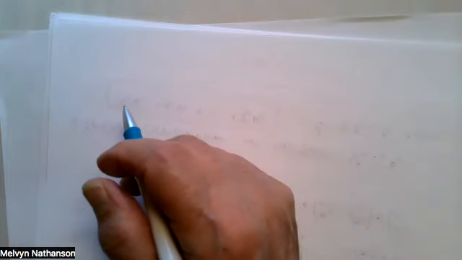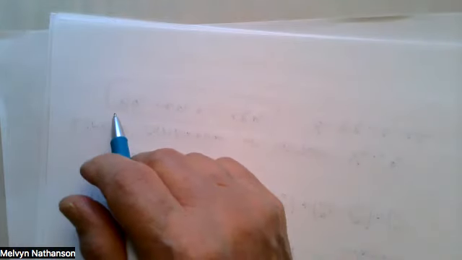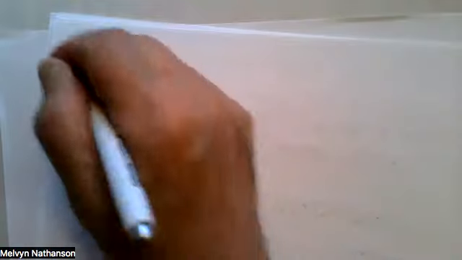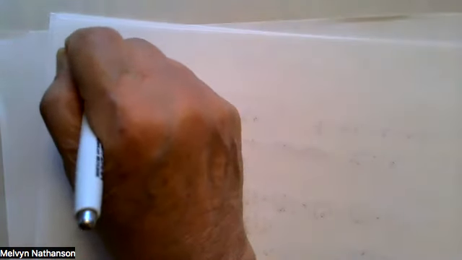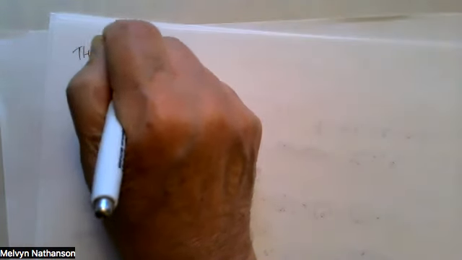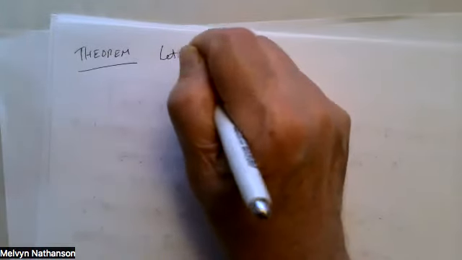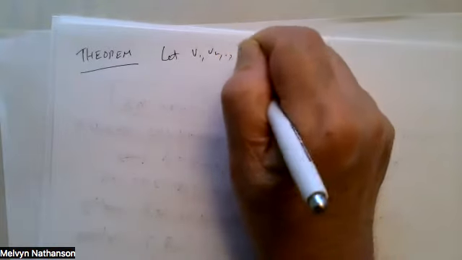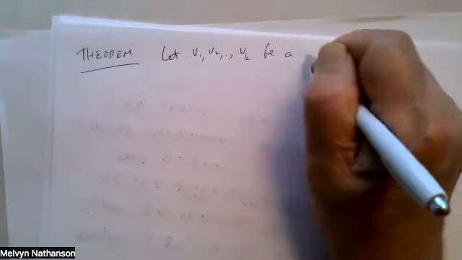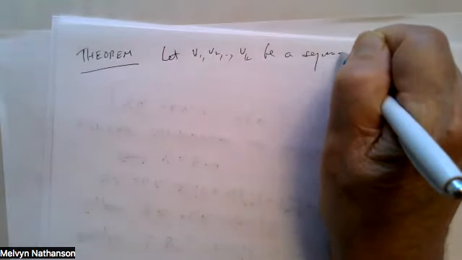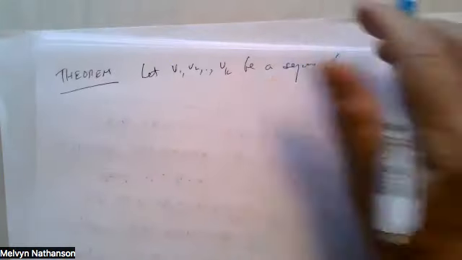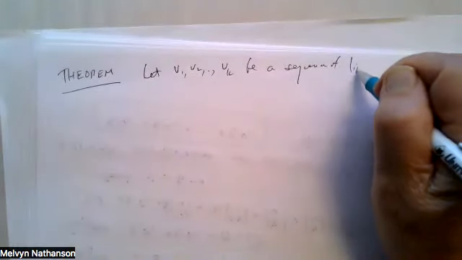And one important property of linearly independent vectors is the following theorem. Let v1, v2 up to v sub k be a sequence of linearly independent vectors.